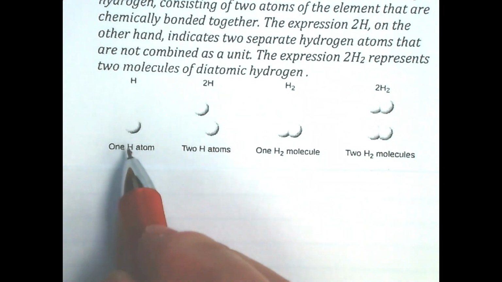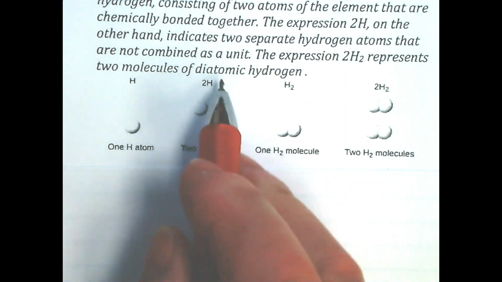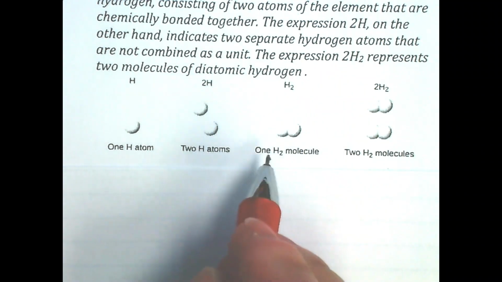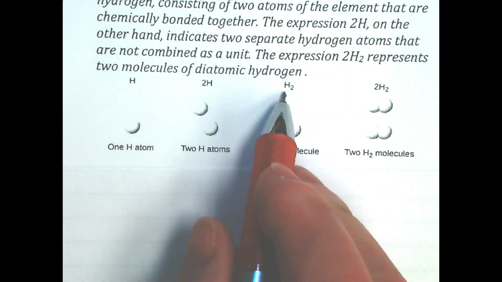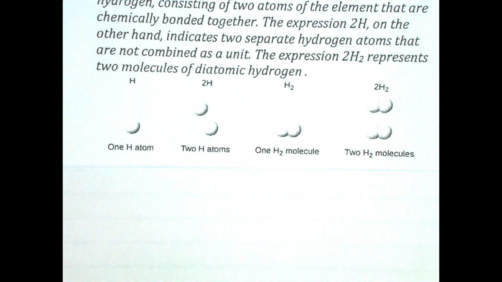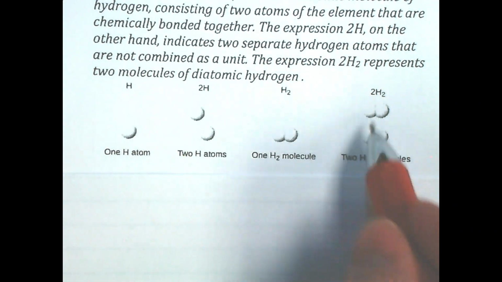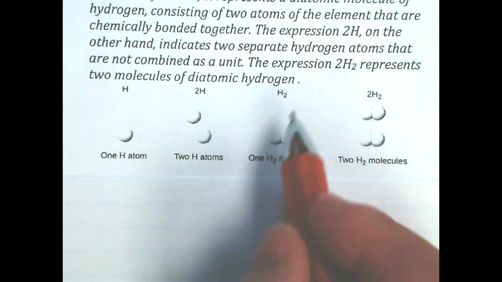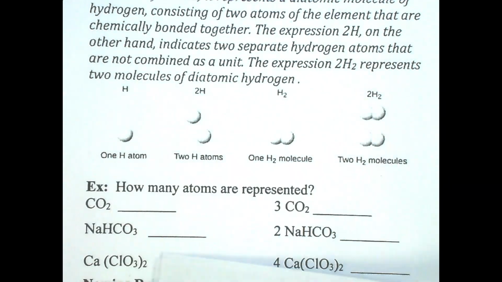So writing something like this would mean you had 1 hydrogen atom. If you put a 2 in front of it, you have 2 separate hydrogen atoms. But if you write it H2, then you have a hydrogen molecule. That implies that these 2 things are joined to form 1 unit. If you put a 2 in front of this, then you have 2 hydrogen molecules. So just going over what the numbers are going to mean in terms of coefficients and subscripts.